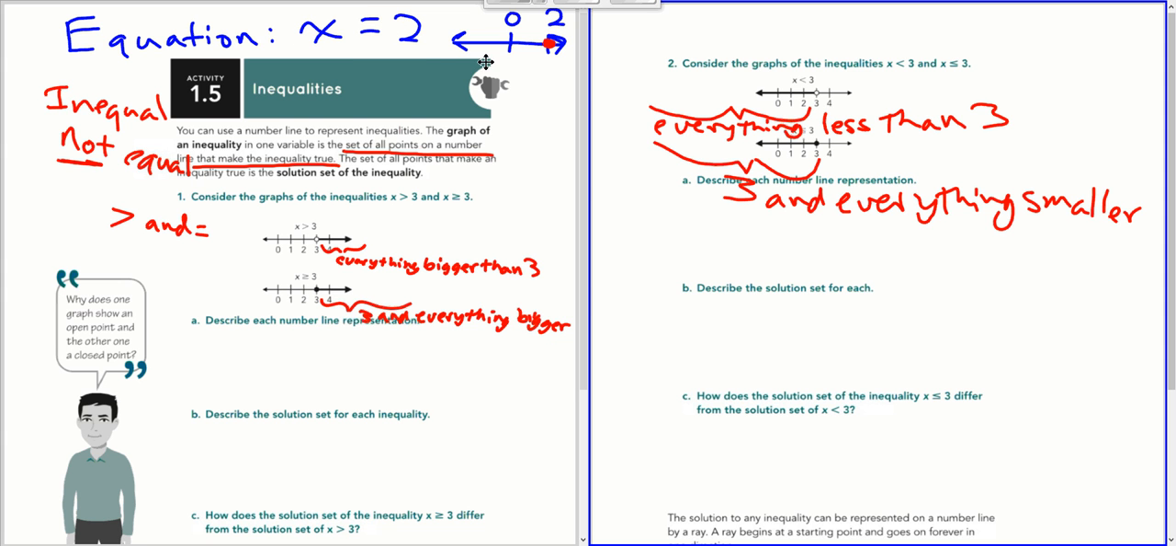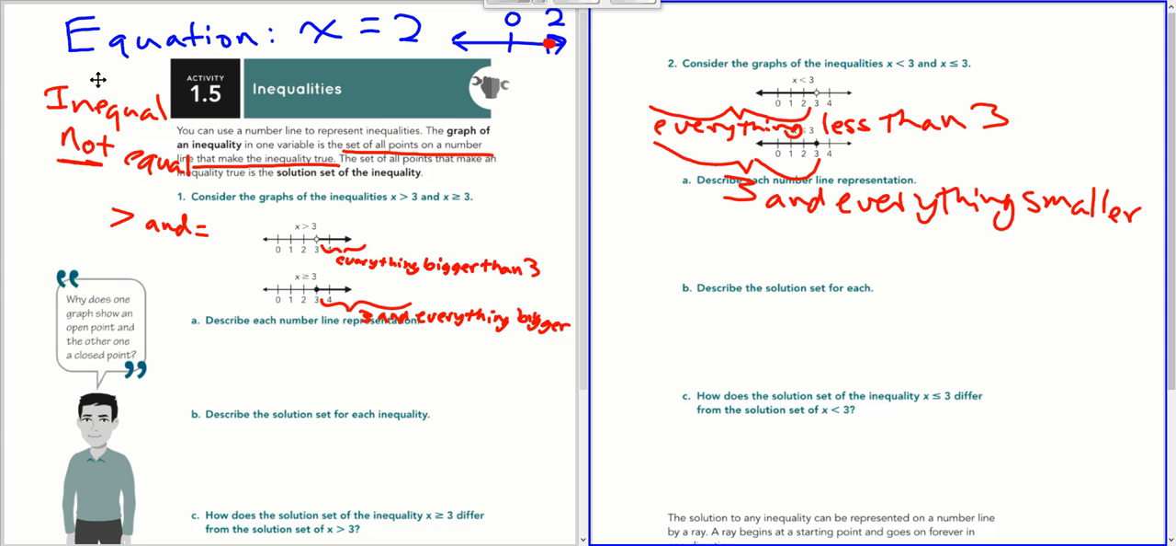Now, on a number line, if this is 0, 2 is going to be over here. And we need to graph 2. So what we're going to do is just put a dot on the number 2. All right? Because that shows visually where the solution is. It's just putting a point on a line.